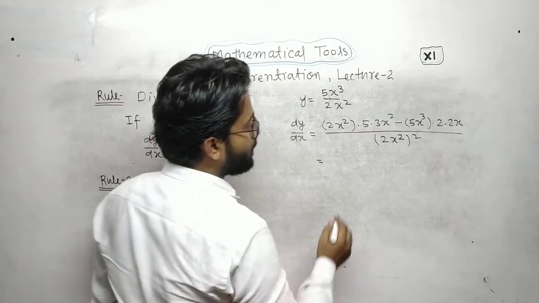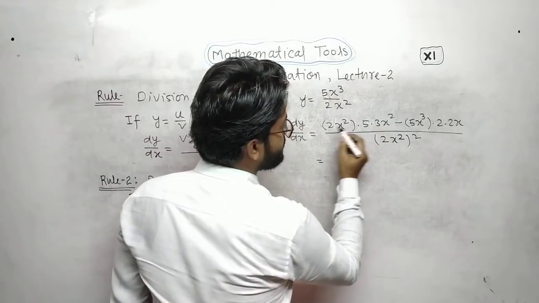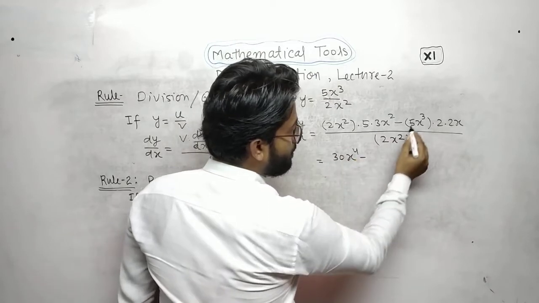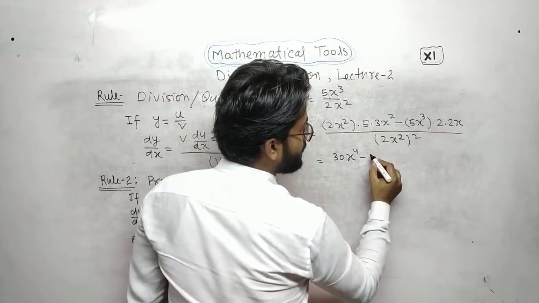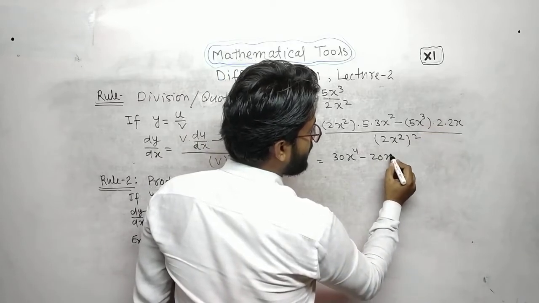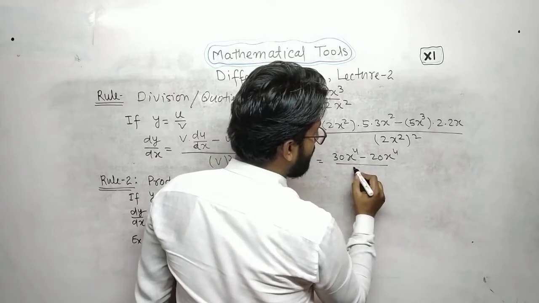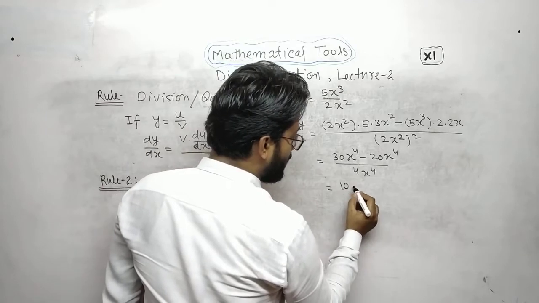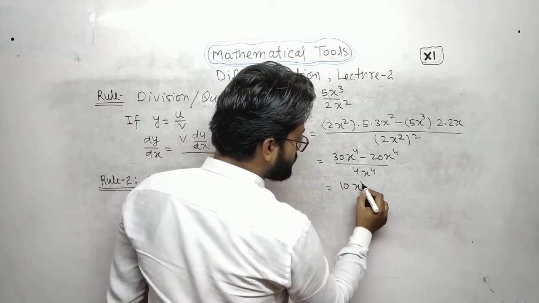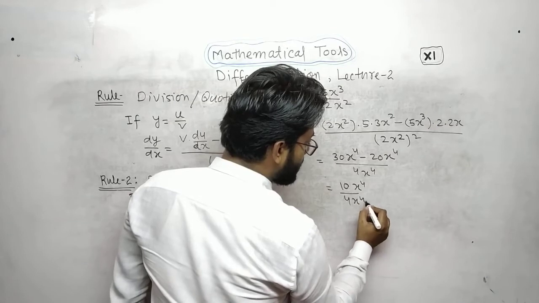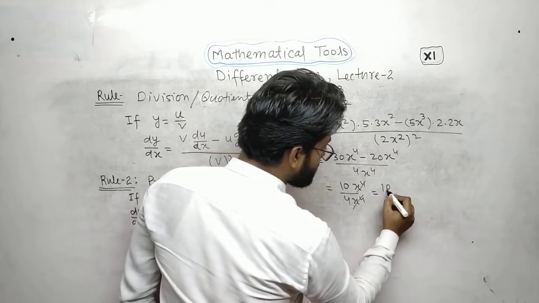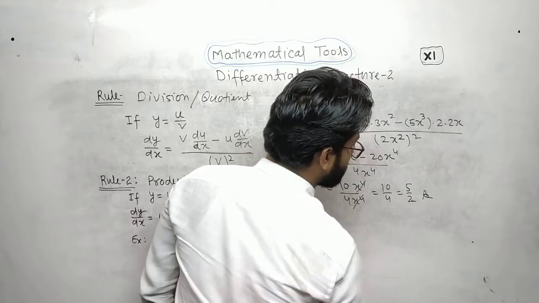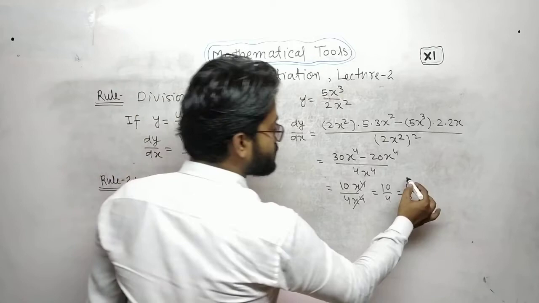Now this is 30x to the power 4 minus 20x to the power 4 upon 4x to the power 4. You will write 10x to the power 4 upon 4x to the power 4, and cancel out. This is 10 upon 4, which you can write as 5 by 2. This is your answer. Let us check this answer.